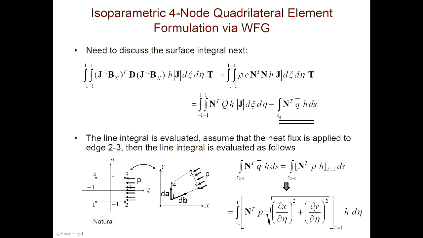Why not d C? Because this maps to this edge, and so I'm integrating only along that line. That line is along eta. Along this line, C is constant. C is 1. So your differential element is d eta. That's what you have to integrate.